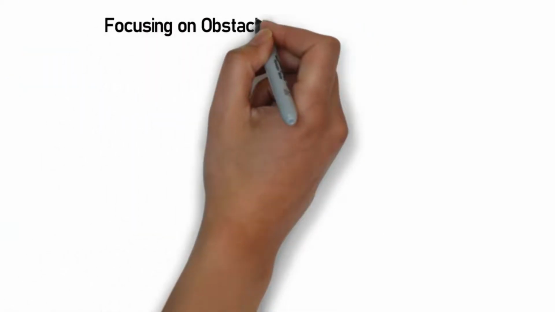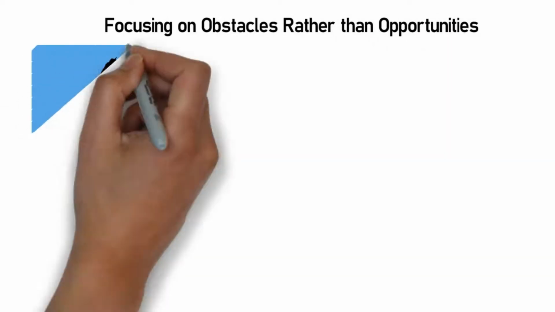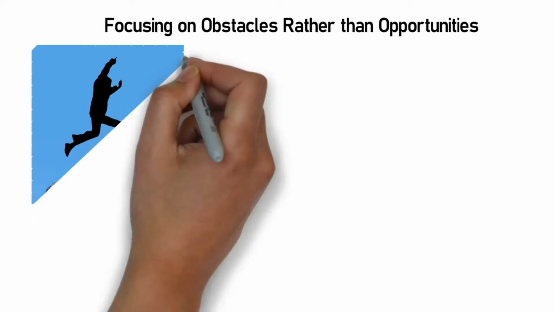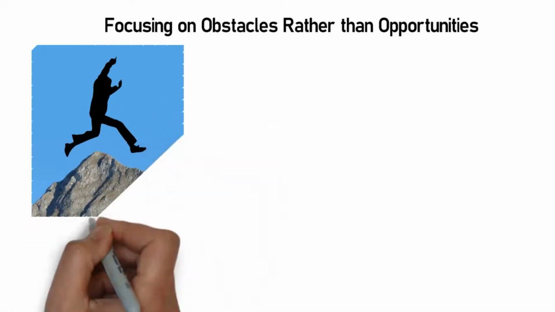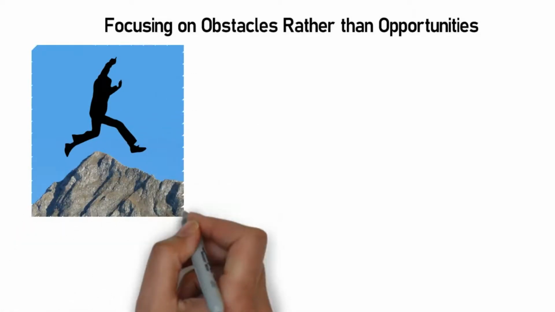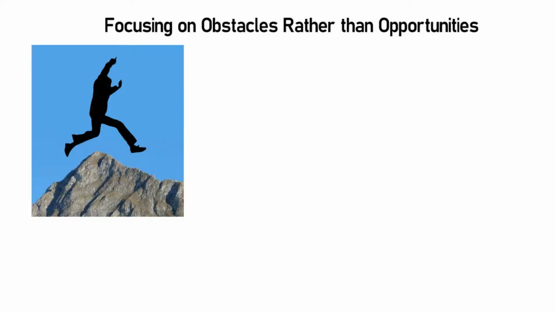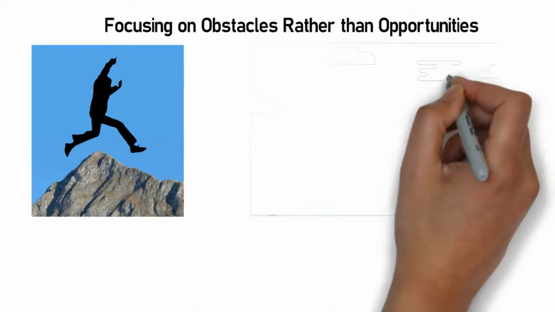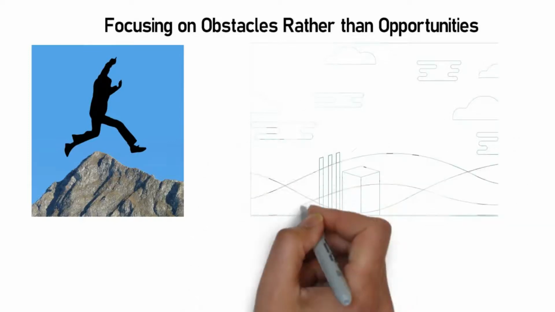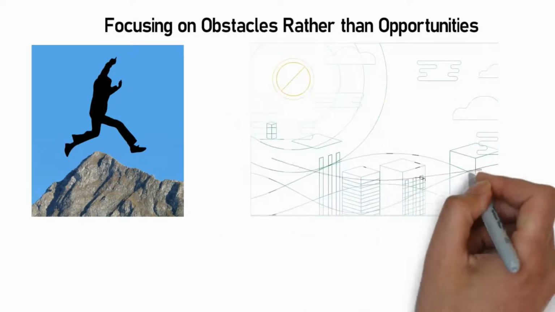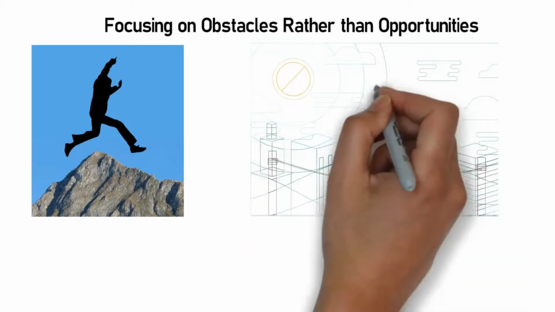Focusing on obstacles rather than opportunities. Poor people will look at a lofty goal and think, wow, that's going to be so difficult. They begin to think about all the obstacles that are ahead of them. Sometimes the anxiety can be overwhelming and they give up before they even get started. This is why so many poor people never even try to go after their dreams. If they are afraid of failure, they will miss out on opportunities.